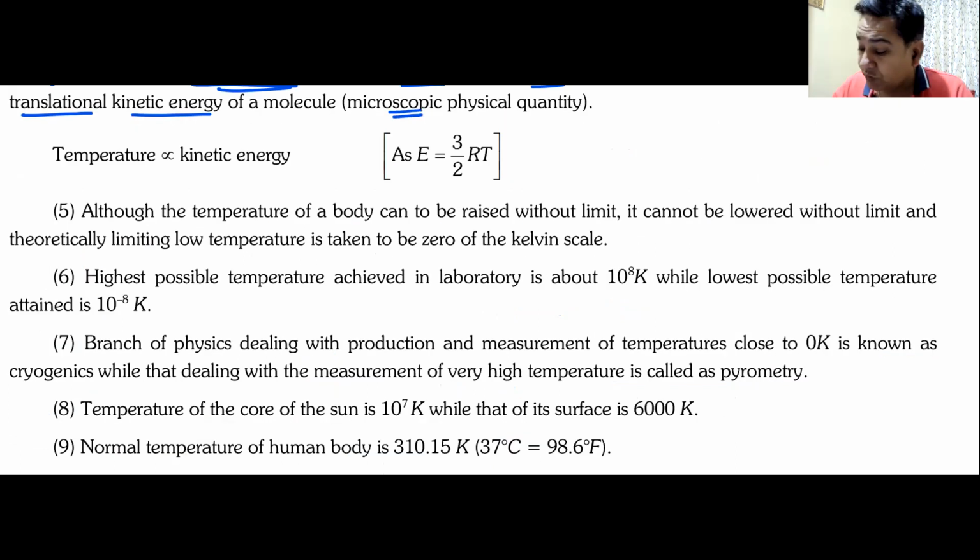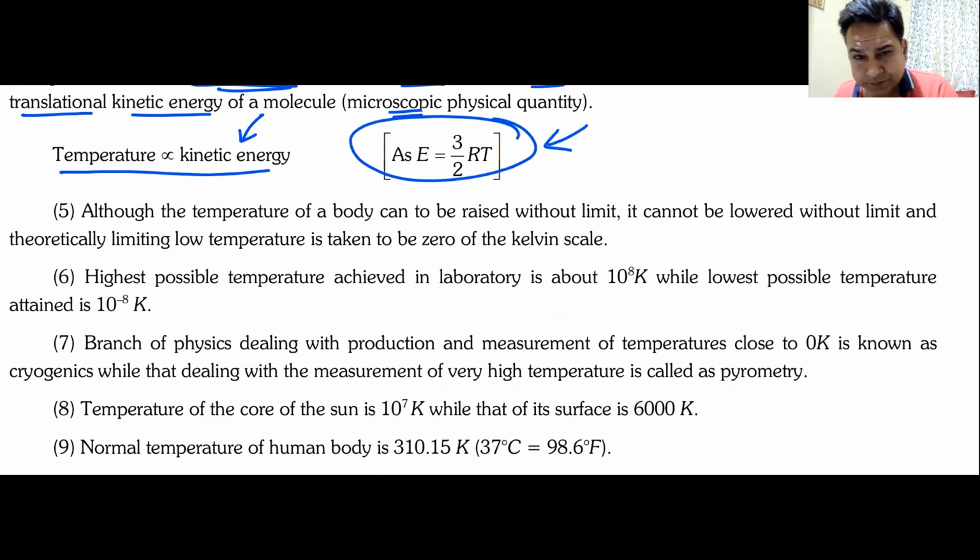Okay. You know that the temperature is directly proportional. Actually, the other way around: the kinetic energy of the gas molecules is proportional to the temperature. Have you heard this? We will be discussing this in great detail in the chapter of kinetic theory of gases.